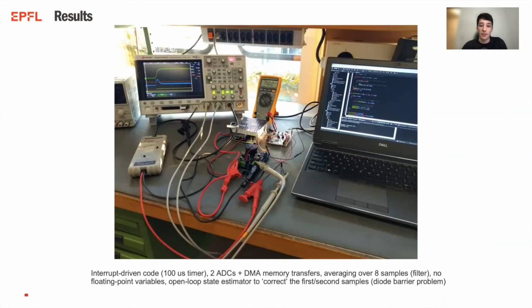A cool picture of our workbench. We've got our buck converter, our input source supplying 15 volts to it, our microcontroller, and some of the lines of our embedded firmware written in C. Down here, some advanced comments on how we've managed to speed up the code. In reality, we configured a DMA block to automatically transfer the ADC readings to the main memory. So this was not done by our main processor core. We had to average 8 samples to get rid of some noise. We did not use any floating point variables. And finally, we used a very simple open loop state estimator to correct a certain problem. That's a very subtle one associated with the diode barrier.